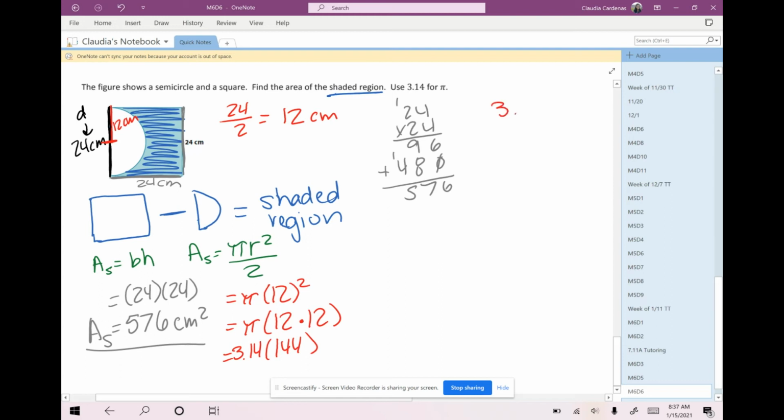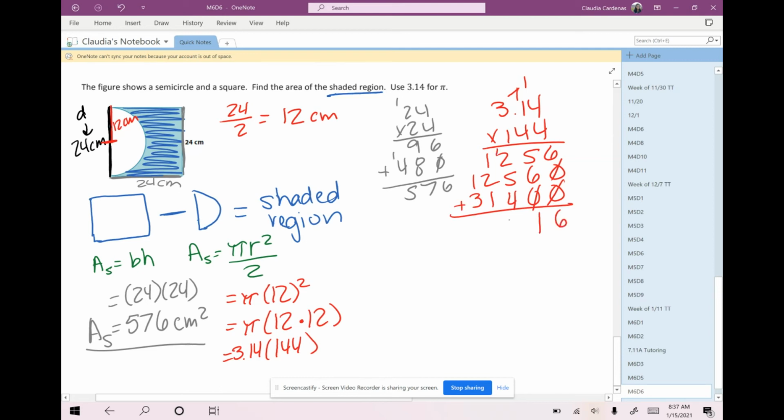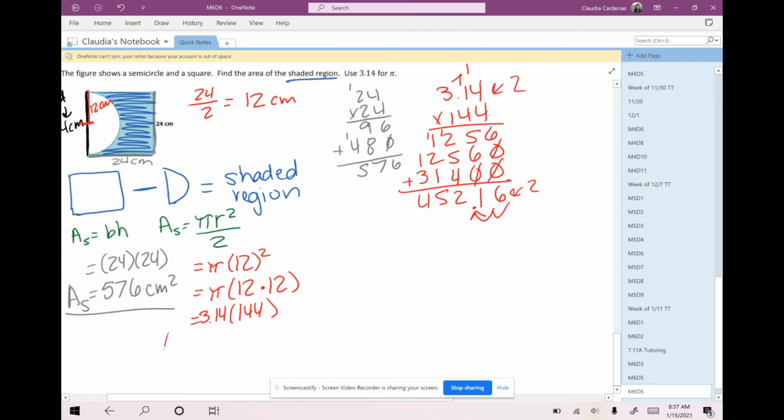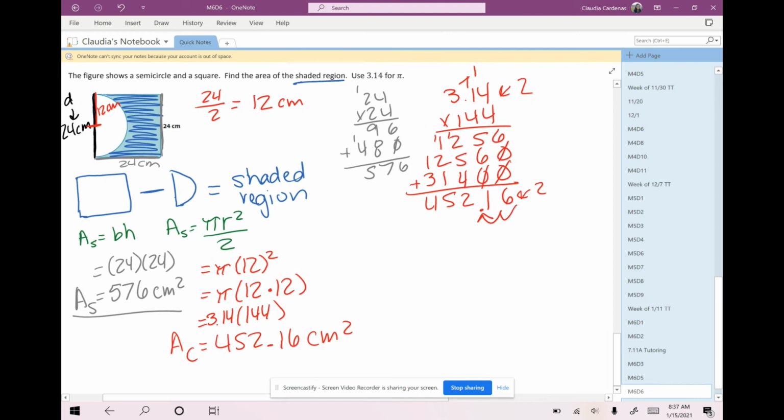So getting ready to multiply 3 numbers by 3 numbers. We'll deal with the decimal in a bit. Placeholder. 4, 5, 12, 2 placeholders. 4, 1, 3, adding from right to left. 2, 4, 5, and 4. There's 2 numbers behind the decimal point, and 2 numbers need to be behind the decimal point here. So the area of a circle, I'm going to put C for circle, is 452.16 centimeters squared. However, we do not need the entire circle. We only want half of it.